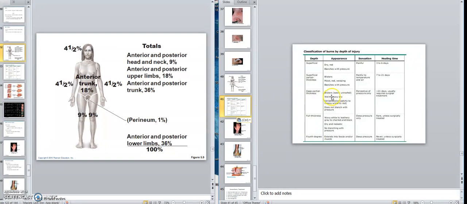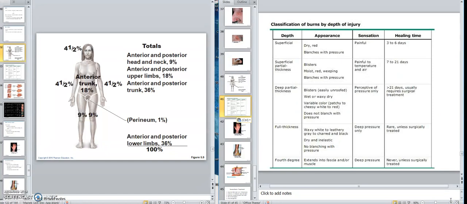Another way of looking at it, we'll go over here, is to look at it from the standpoint of the depth of injury. When you look at the depth of injury, we have the superficial. The superficial would only involve the epidermis. Okay, then we have what we call the partial thickness. The partial thickness would involve the epidermis and into the dermis. Now remember, the skin includes the epidermis and the dermis. So this goes into the dermis, but not all the way through. That's called a partial thickness because it's not going all the way through. Okay.